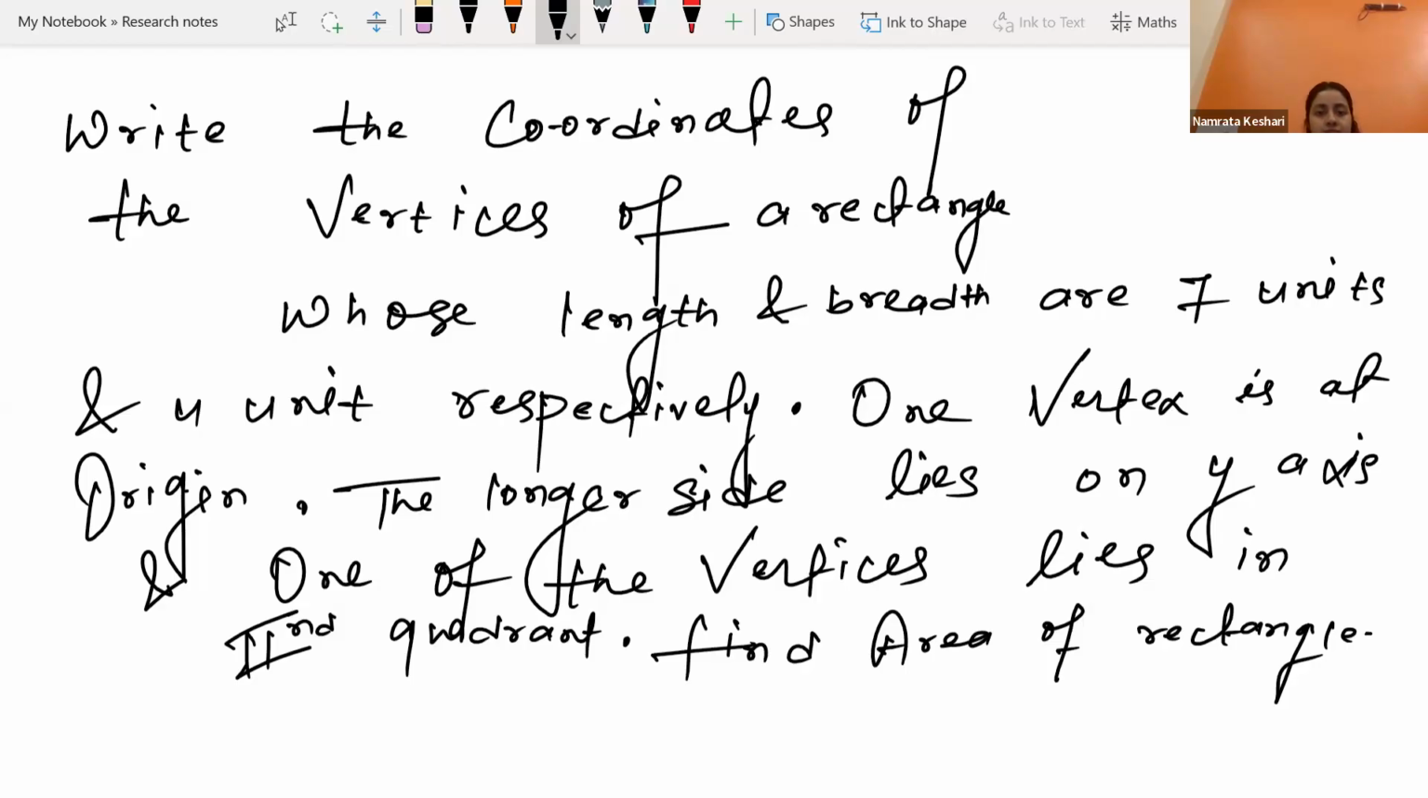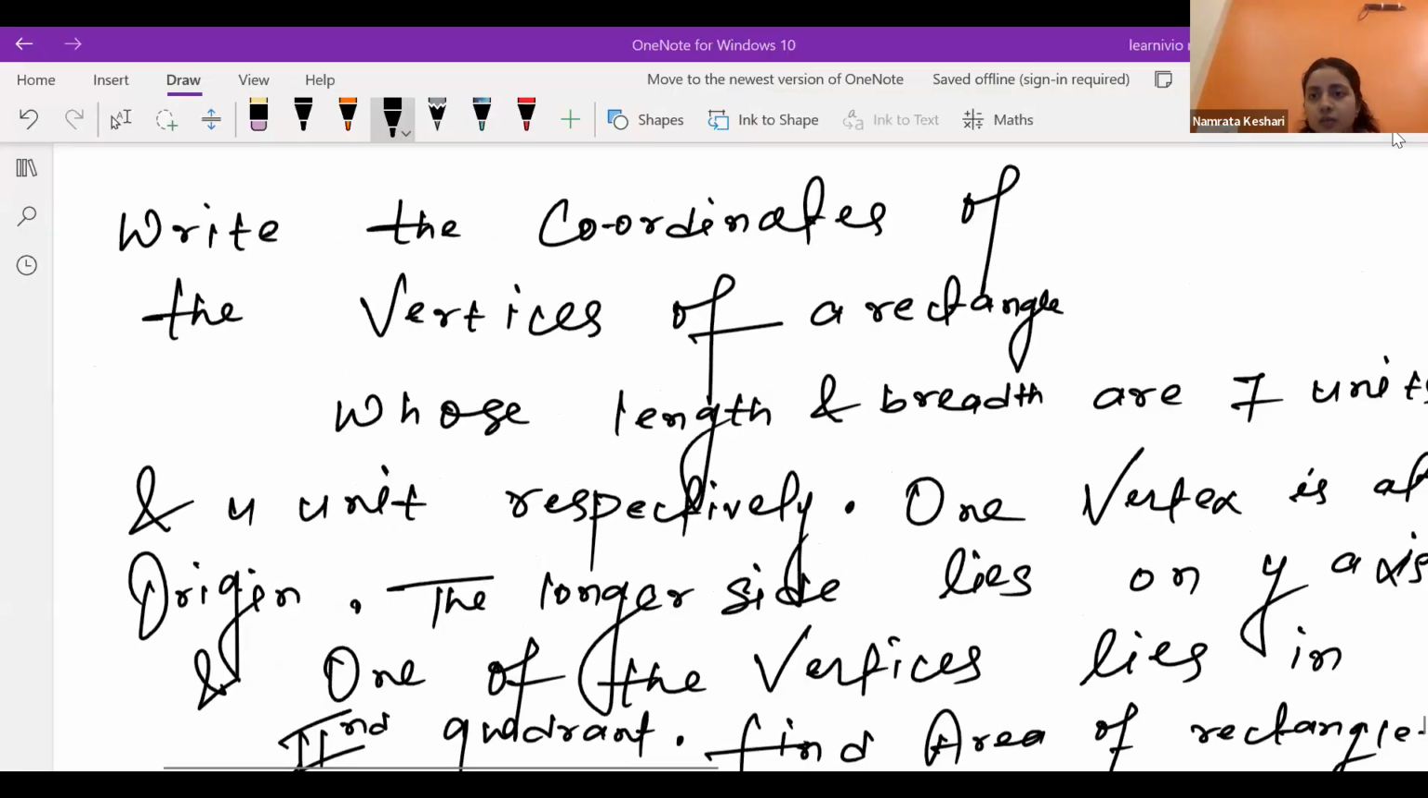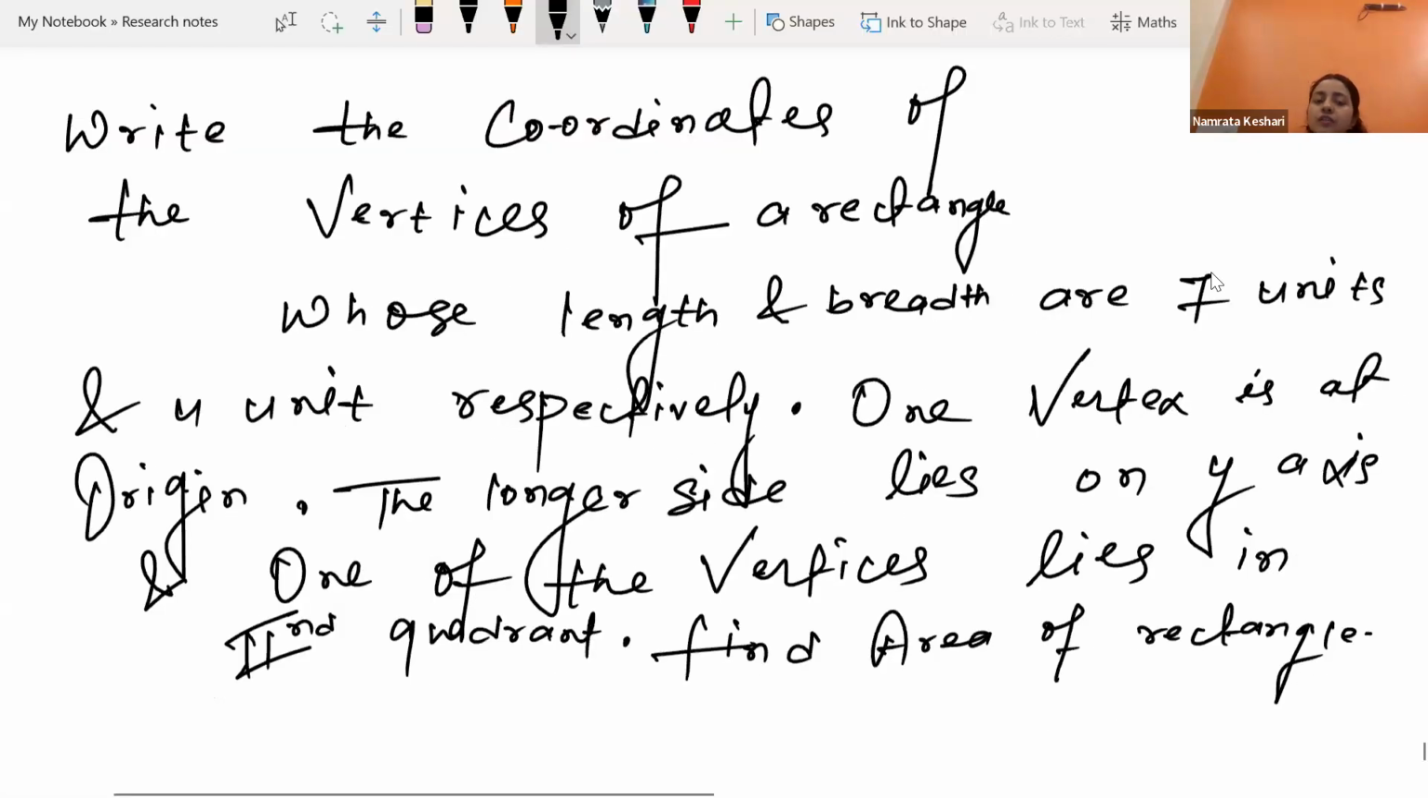Ma'am, (4, 7). Yes, you are saying the area? No, the coordinate. Okay, let's continue. Write the coordinates of the vertices of a rectangle whose length and breadth are given. One vertex is at the origin. Area we will be able to find since length and breadth are given.